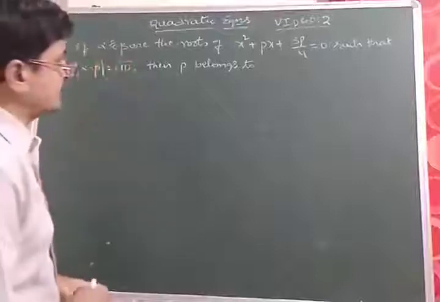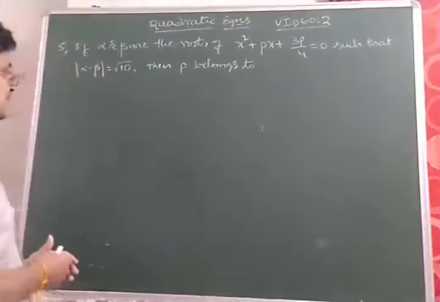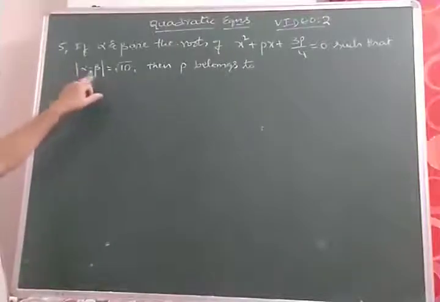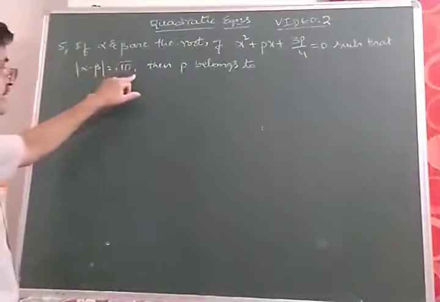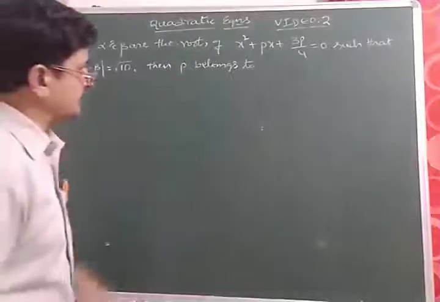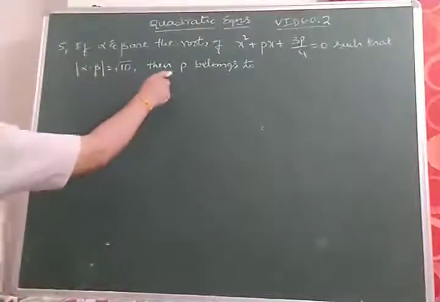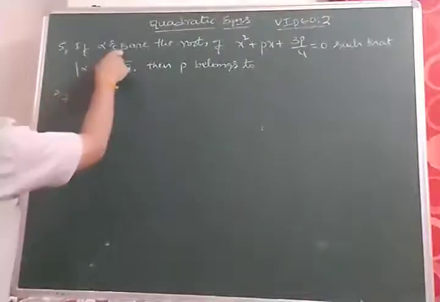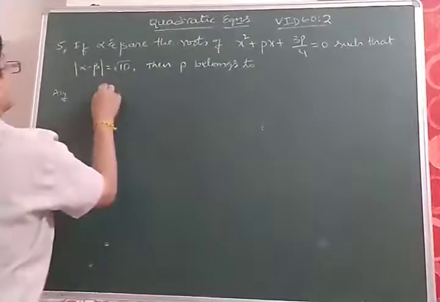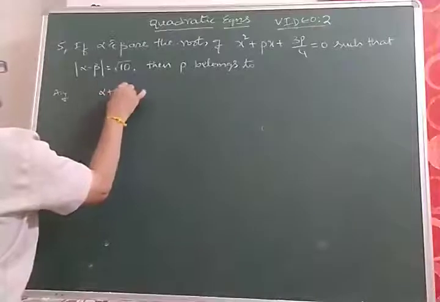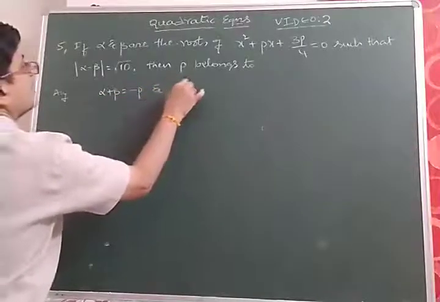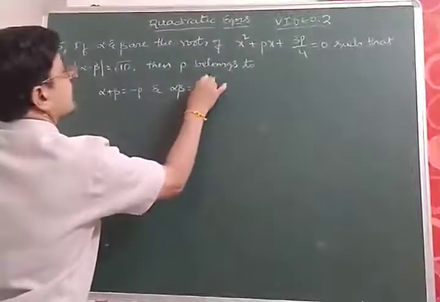Alpha and beta are the roots of x square plus px plus 3p by 4 is equal to 0, such that modulus of alpha minus beta is equal to root 10. Then p belongs to, what is the value of p? So here alpha and beta are the roots of this equation. So sum of the roots alpha plus beta is equal to minus p, and the product of the roots alpha beta is equal to 3p by 4.